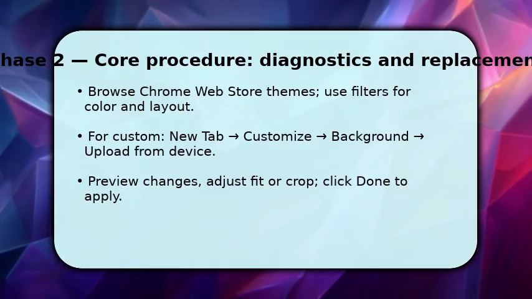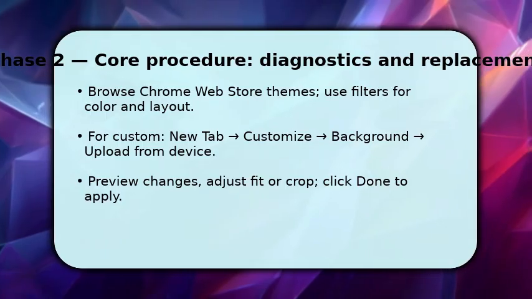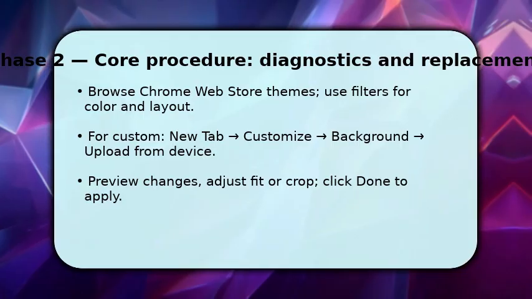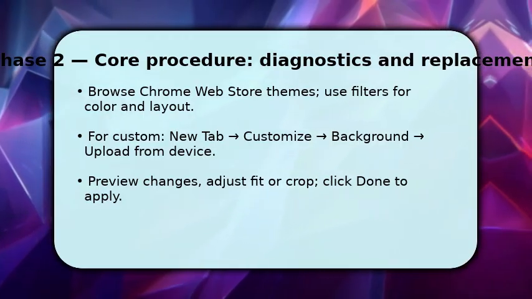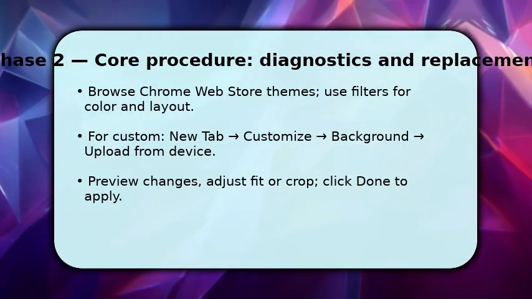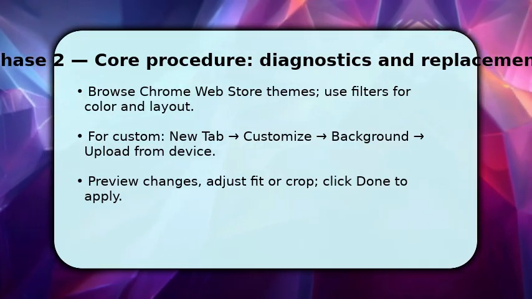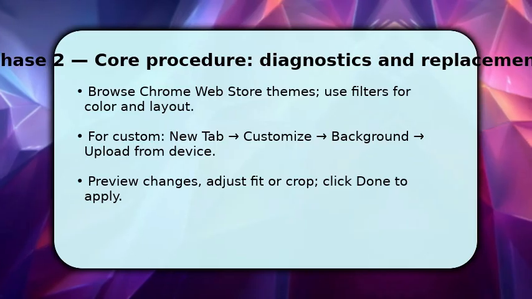You now choose between a store theme or a custom upload. Both work similarly. If using the web store, browse categories and use filters for color and layout so the wallpaper complements icons. For a custom image, open a new tab, click Customize, Background, then Upload from Device. Pick the file and crop or fit as needed.